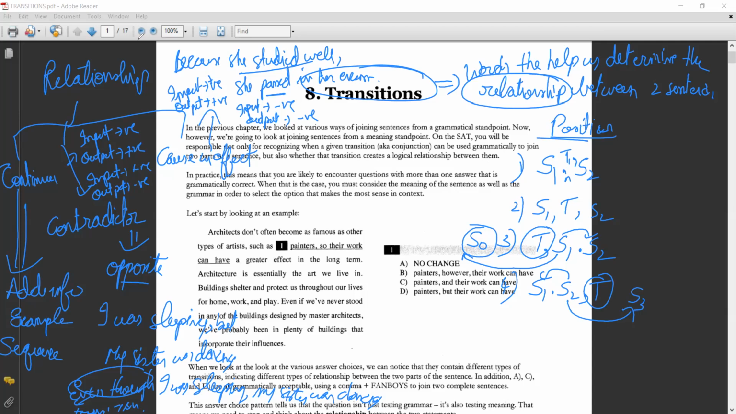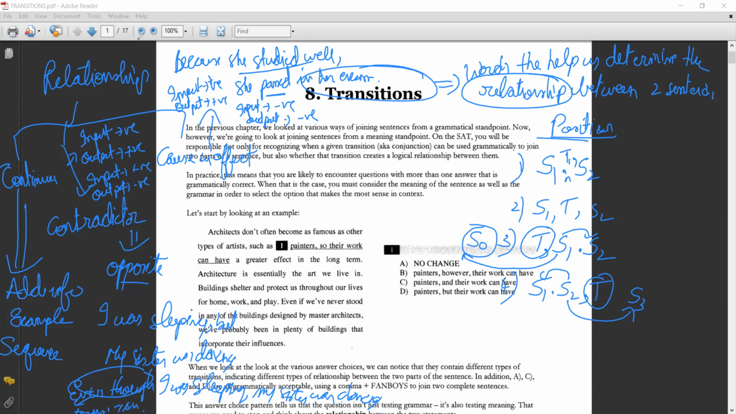Okay, so that is the transition. Now, how to answer your transition questions? In SAT, the grammar topics are very simple. What matters the most is the application of those topics. You should be able to understand how to apply the concept that you have learned. The best way to answer transition questions is to not read the sentence with the transition.